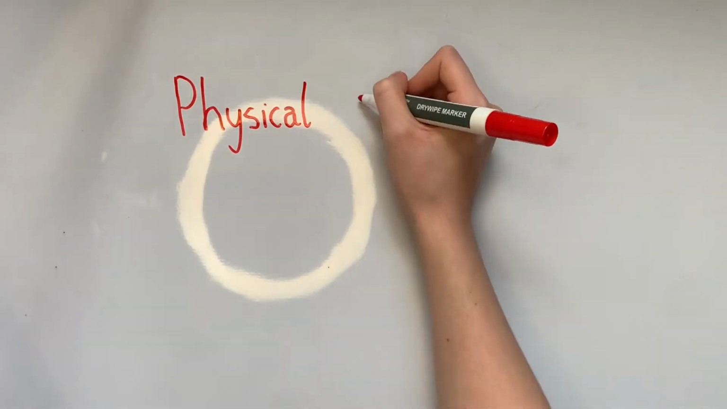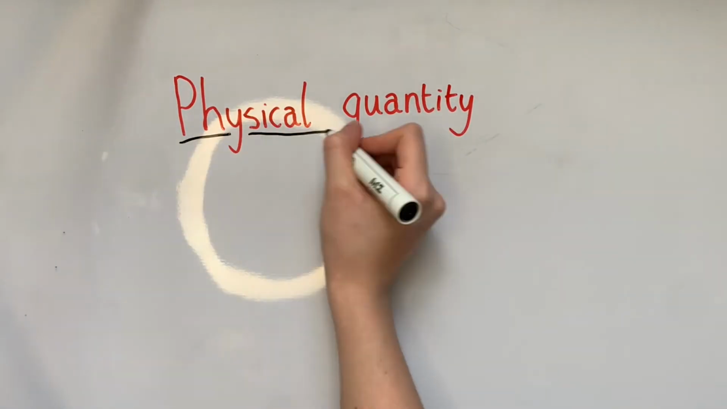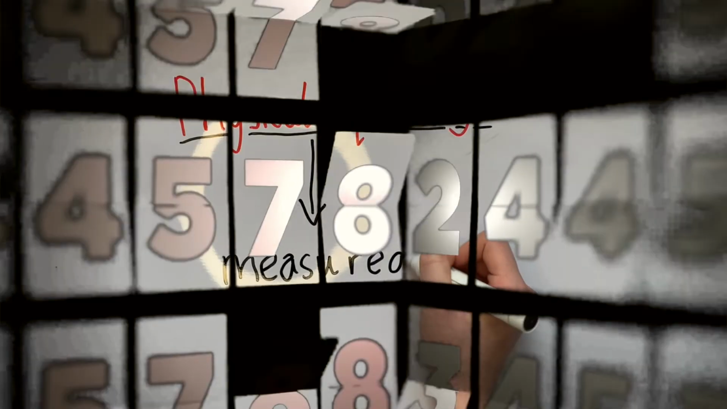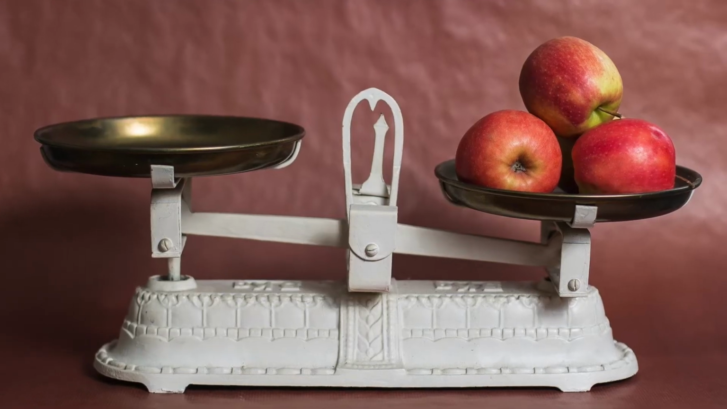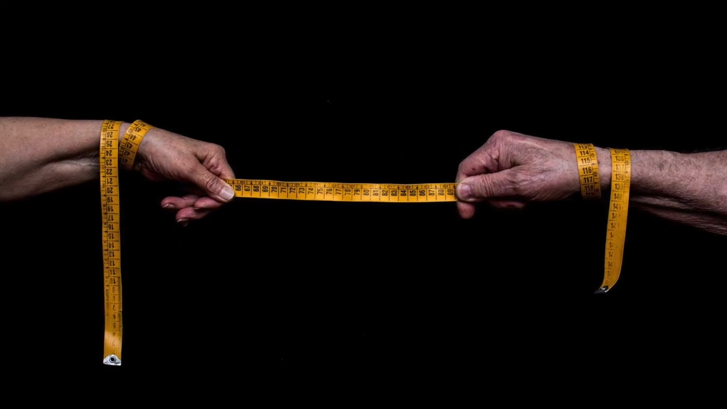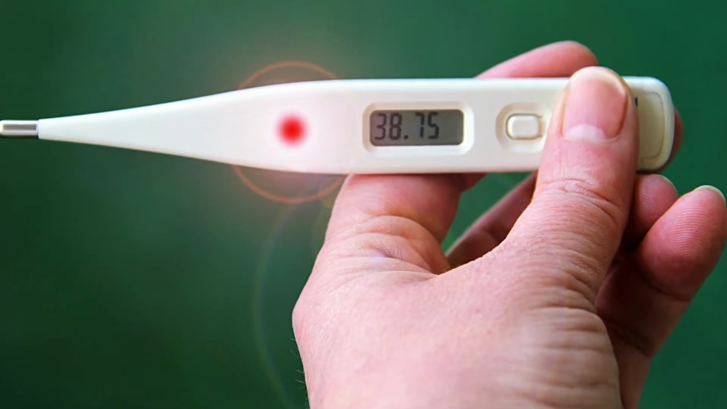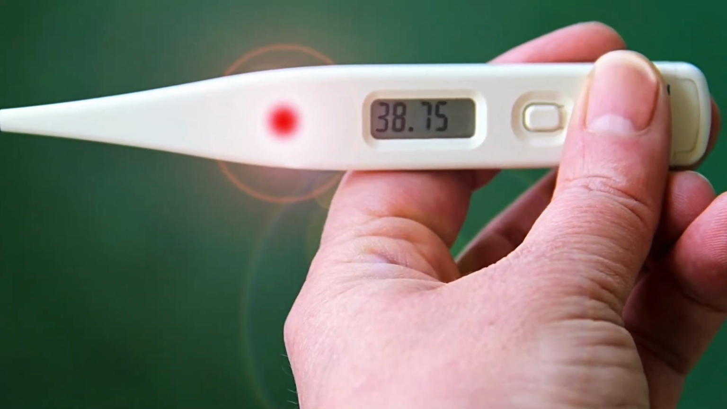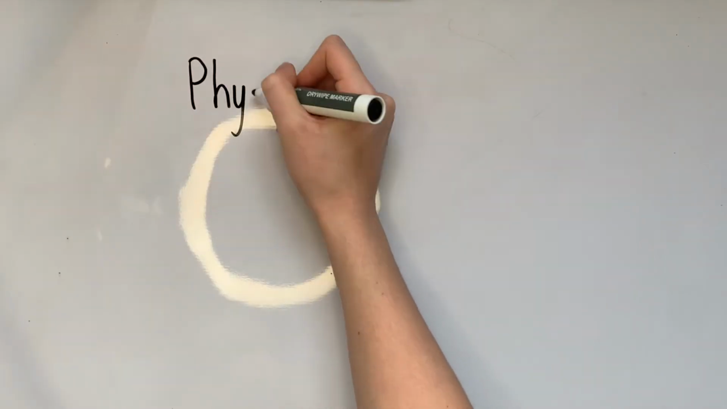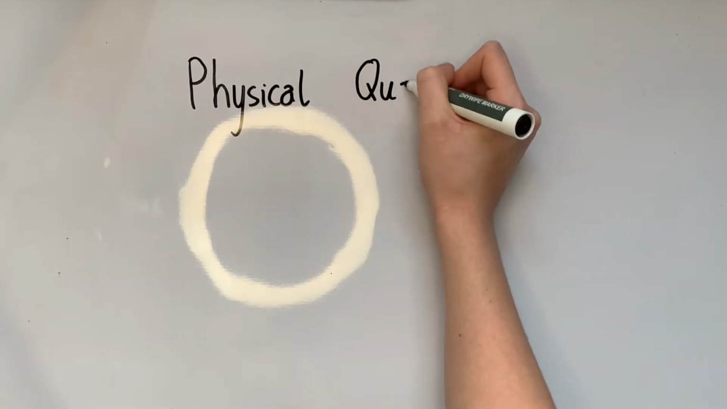In physics, a physical quantity is something that we can measure. Quantity here just means a number. For example, you can measure the weight of an object. You can measure the distance from your home to a local supermarket. And you can measure the temperature of a hot chocolate. The numbers we measure in these examples represent physical quantities.